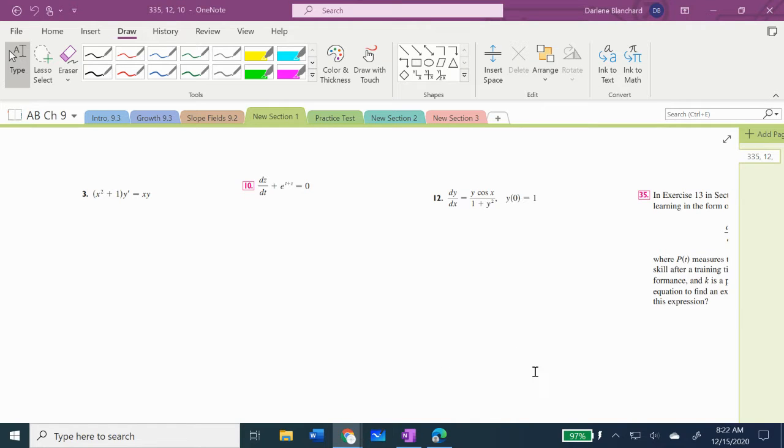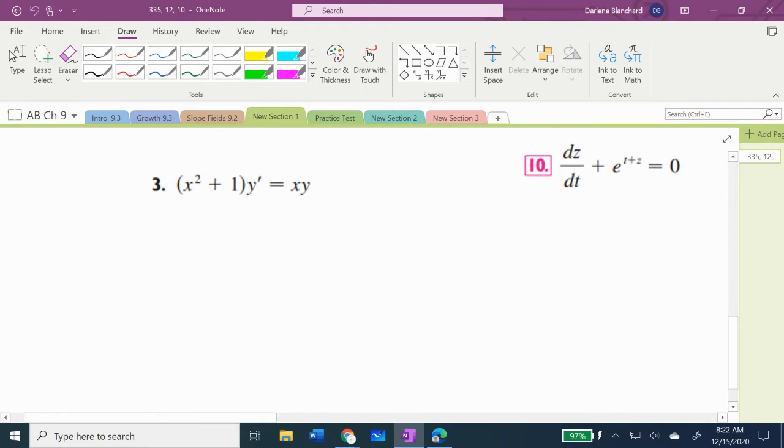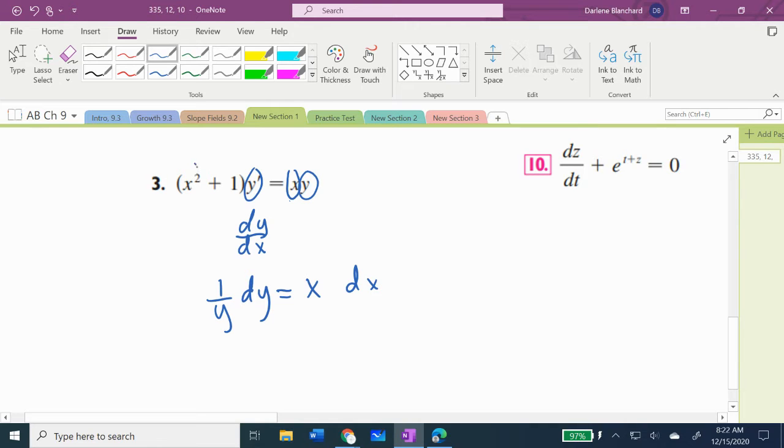Okay, homework from section 9.3. For number 3, know that y prime is the same thing as dy over dx. So you're going to multiply dx over to the right, leave this x where it's at, but divide this y over to the other side, and then divide by x squared plus 1.